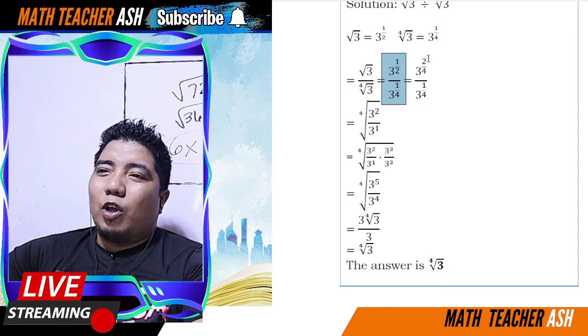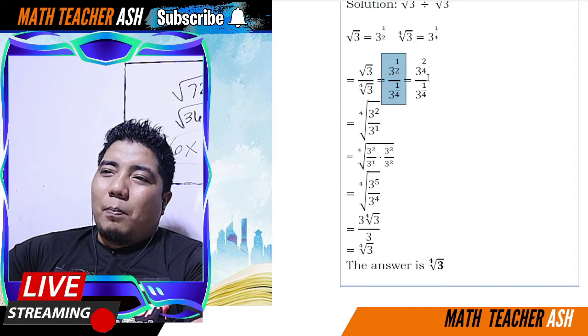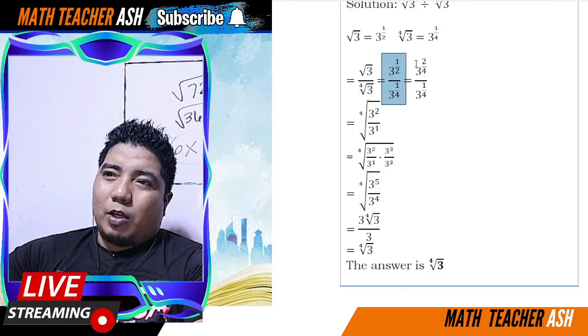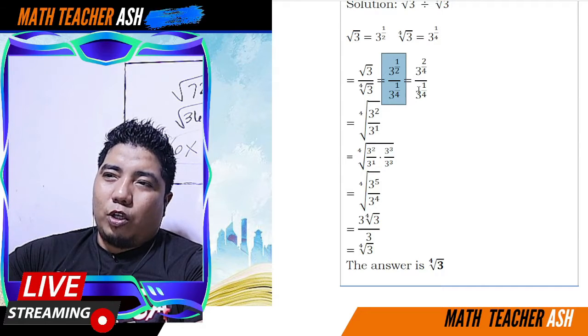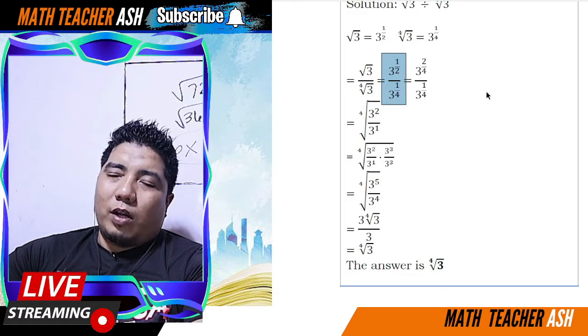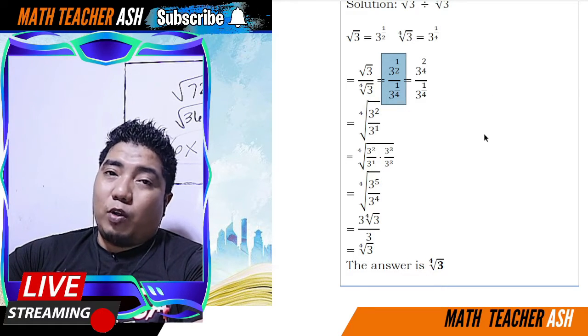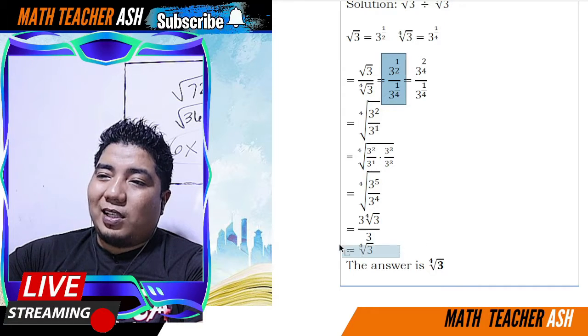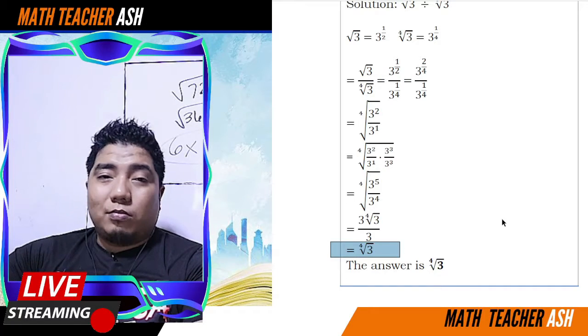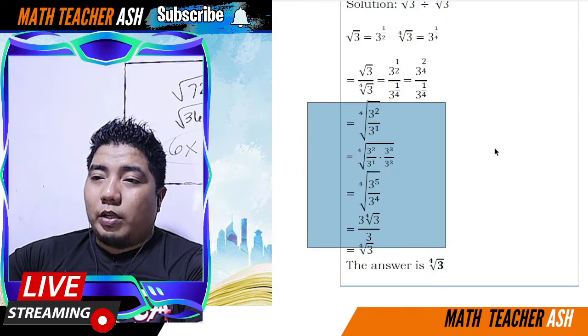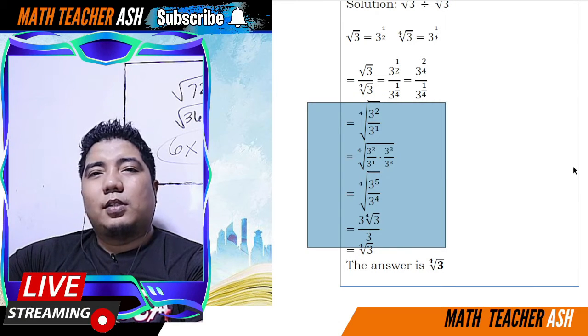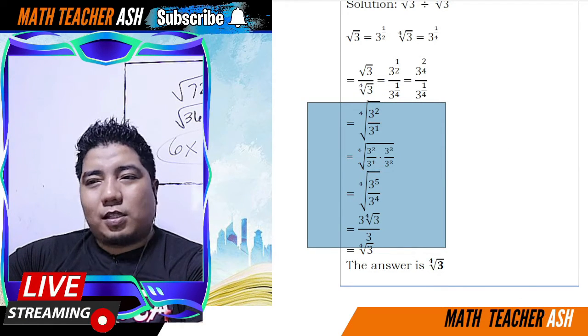Okay, ulitin ko. 2/4 minus 1/4, because according to the division rule, you copy the base, you subtract the exponents. 2/4 minus 1/4, that is 1/4. So 3 to the power of 1/4. If you convert 3 to the power of 1/4, this is the answer. You don't need to do this one. Okay, my dear math learners, I hope that is clear to you.